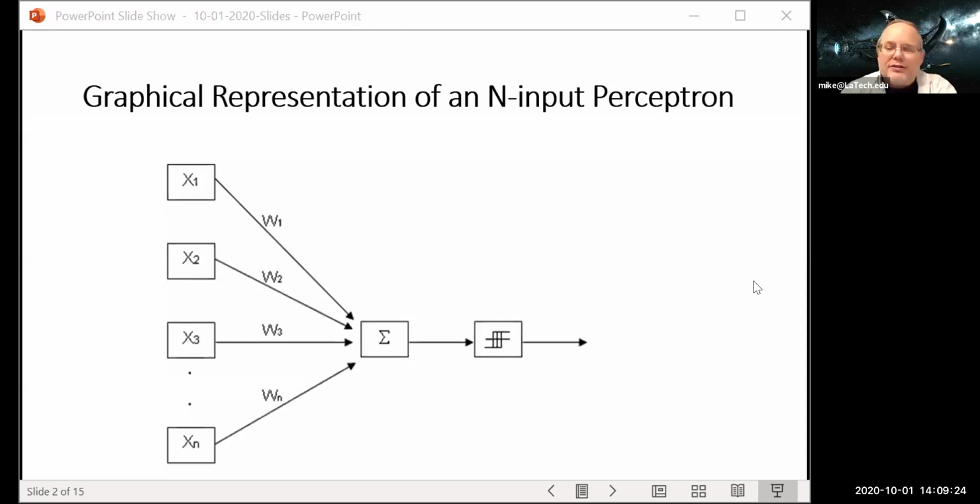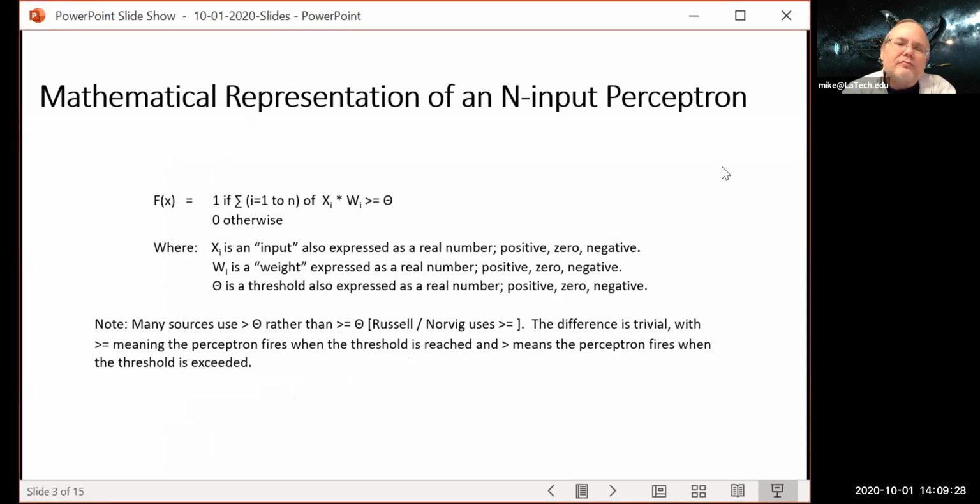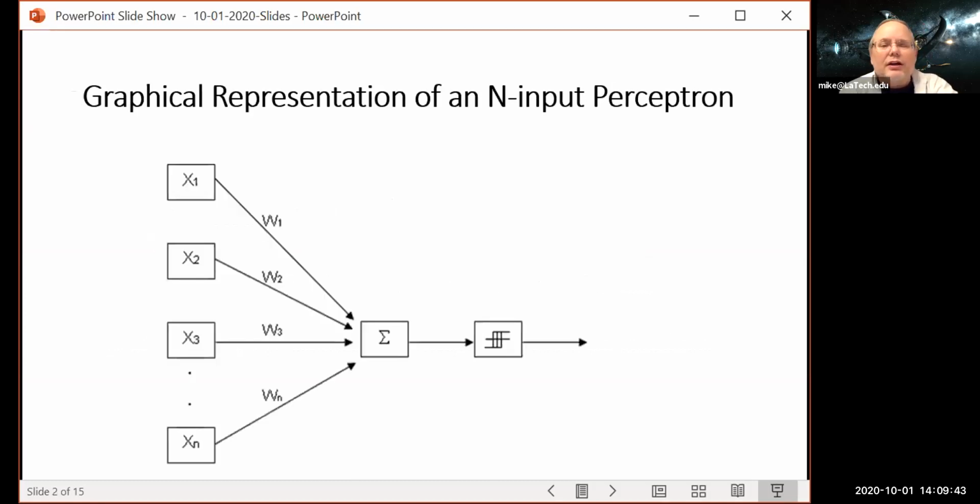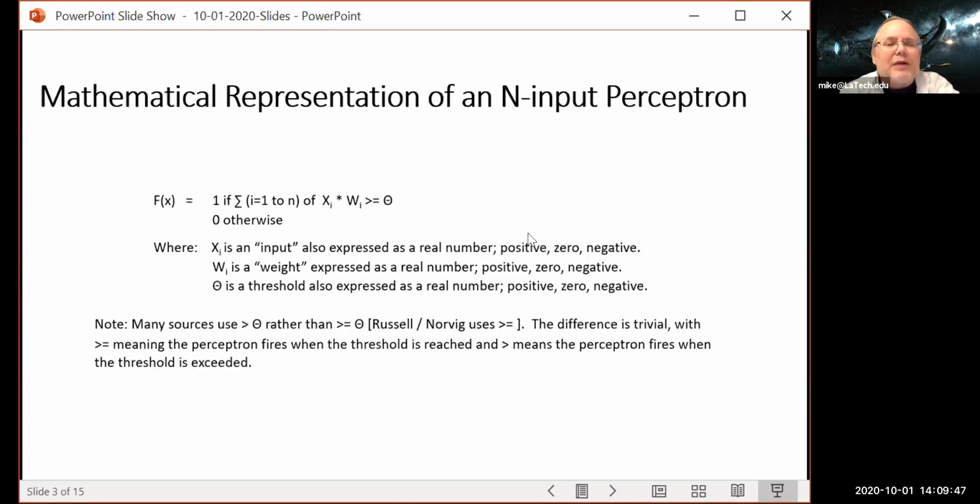So again, that's what a perceptron does. And here I just have a mathematical representation of the same n-input perceptron. Here on this slide, I have it shown graphically. Here, I just have it mathematically.